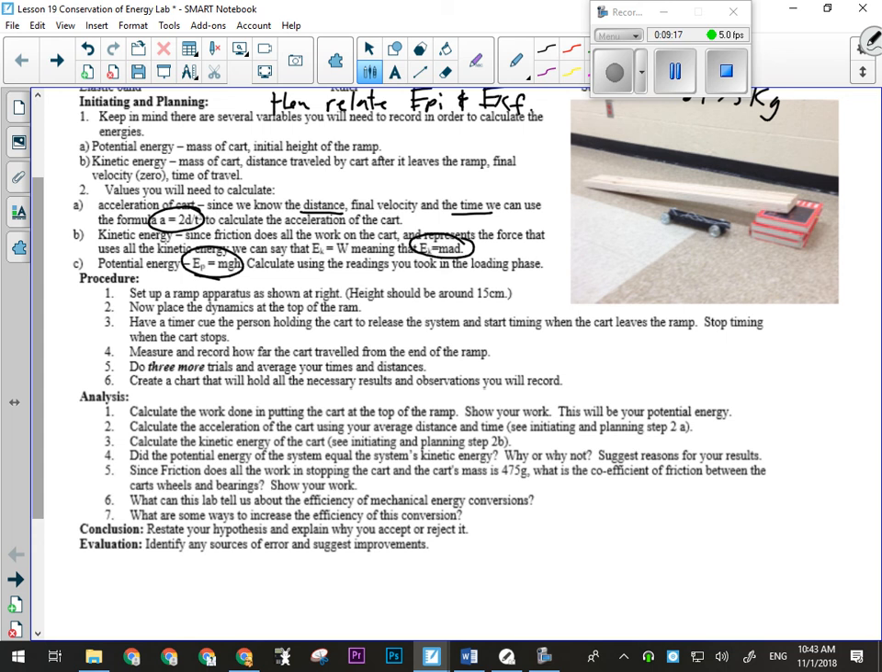When the cart hits the floor, we're only worried about the deceleration part, when it's slowing down due to friction. So we only want to time that part.